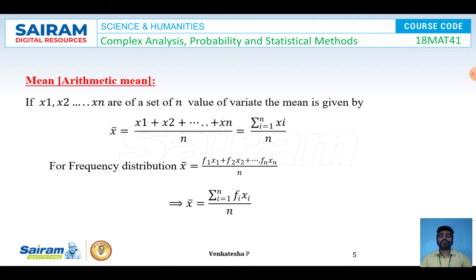Now, for frequency distribution, the mean x bar is given by f1 x1 plus f2 x2 plus etc. plus fn xn whole divided by n, or the mean of x is equal to summation fi xi whole divided by n we can use.